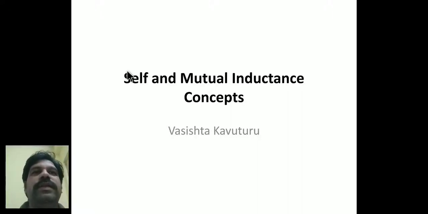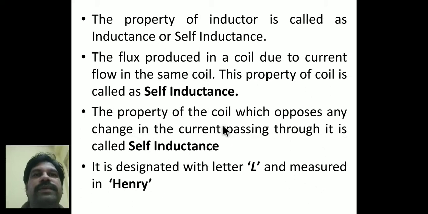Hi everyone, in this video I'm going to explain the concepts of self and mutual inductance along with the dot convention principle. First of all, the property of an inductor is called inductance. This is also called self-inductance. The flux produced in a coil due to the current flow in the same coil is called self-inductance.